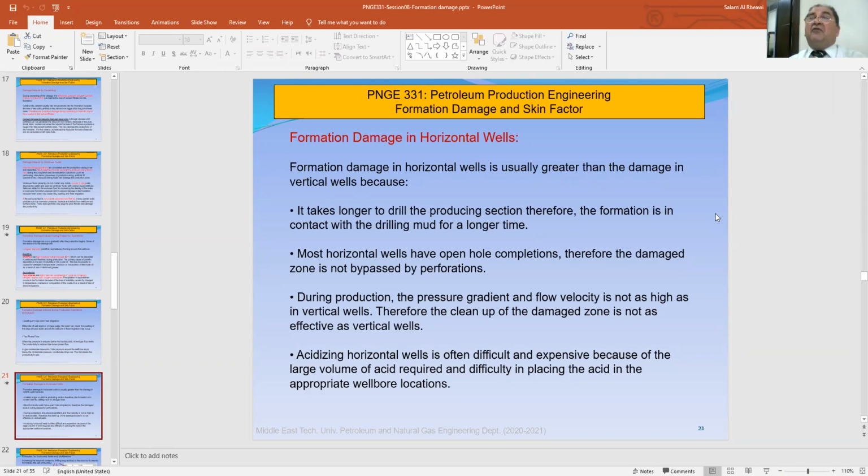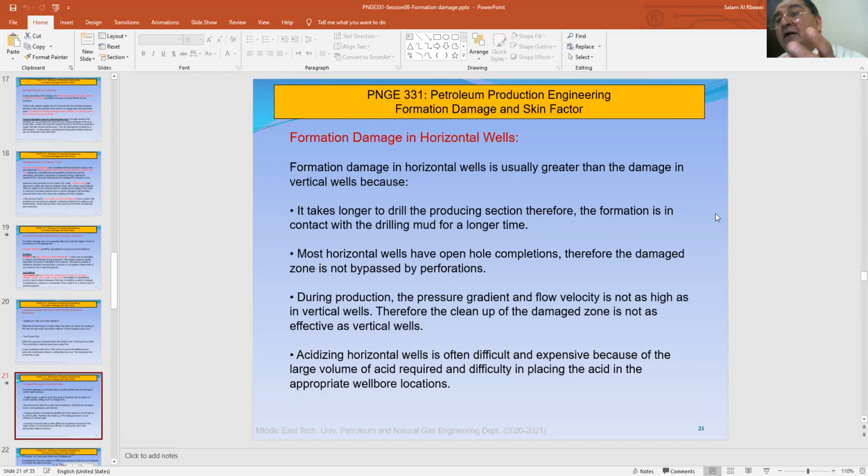Now, if we have some of the techniques for removing the formation damage from the vertical well, like acidizing, then absolutely we cannot do that for horizontal wells, because we need a very big volume of the acid solution for removing the formation damage from the area close to the wellbore if we have a long horizontal section. You know what I'm saying?